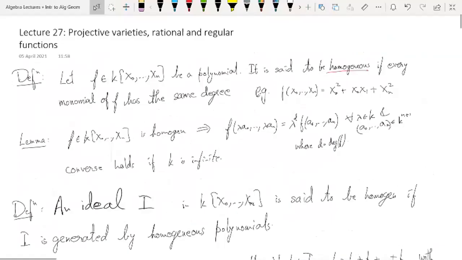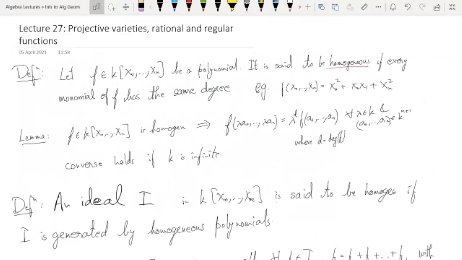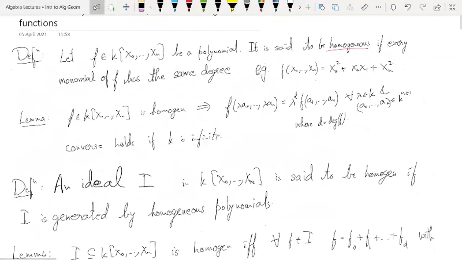Yeah. So as I said last time, we saw the definition of homogeneous coordinate ring and so on. A polynomial in n+1 variables is said to be homogeneous if each monomial of f has the same degree. Yeah, so something like this.